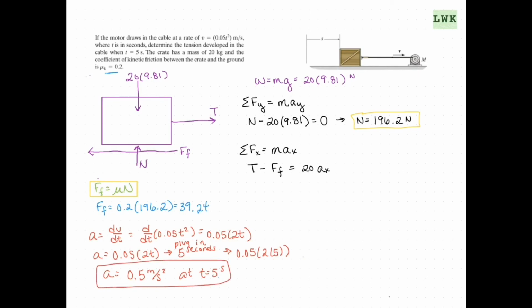Now we can plug that in over here. We'll say our tension minus 39.24 equals 20 times 0.5. That gives us a tension value of 49.2 newtons, and that's our final answer.